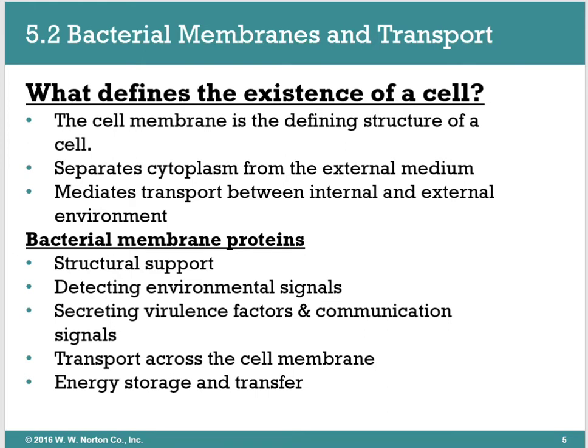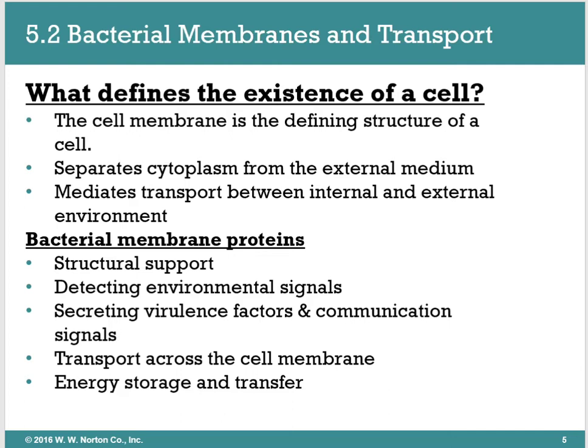So, what defines the existence of a cell? So, the membrane is a defined structure of the cell. It is the outside of it. It's what keeps everything in its place, and then also it separates the cytoplasm from the extracellular, or external, medium. So from the outside. So it's like the wall between cell and environment. And then also the cell membrane plays a huge role in mediating transportation between stuff on the outside and the inside of the cell. So it's kind of like border patrol for the cell.